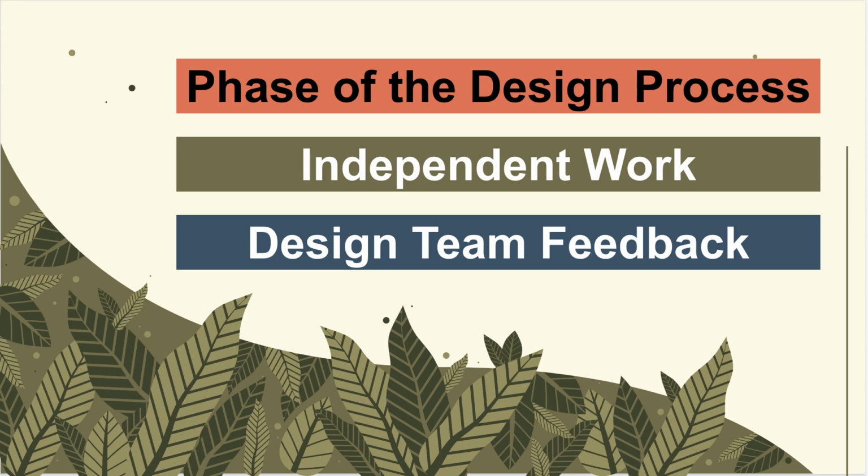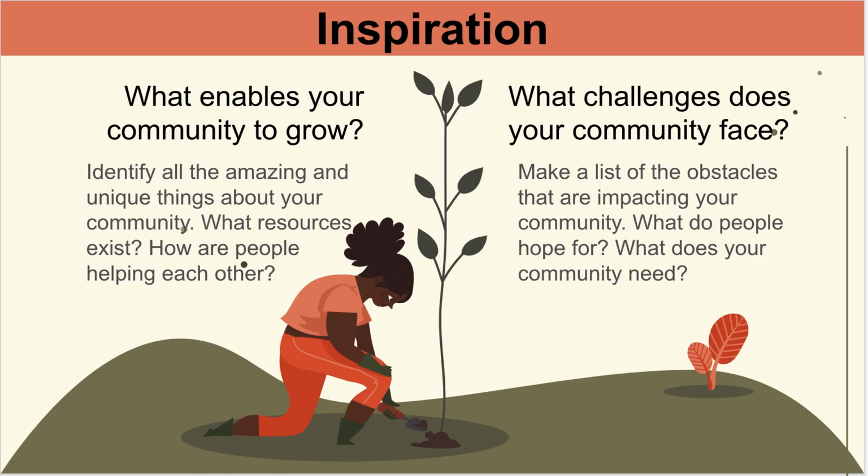Each student would have their own copy made through the Google Classroom, or you can share them with students on your own. So for the inspiration phase, students are going to think about what enables the community to grow and what challenges your community faces. Getting at the glows and grows of the community can really help students identify things that they can pull from their community to help identify problems and leverage resources to support it.